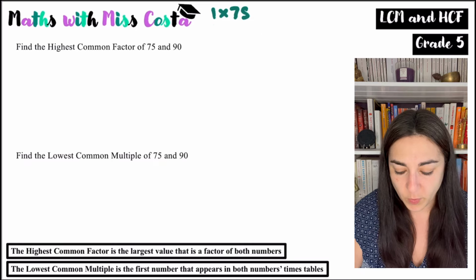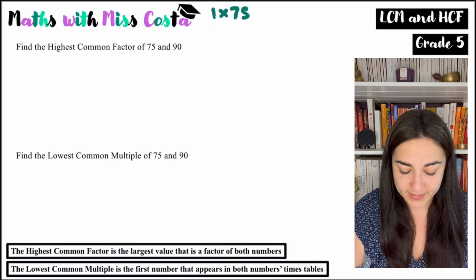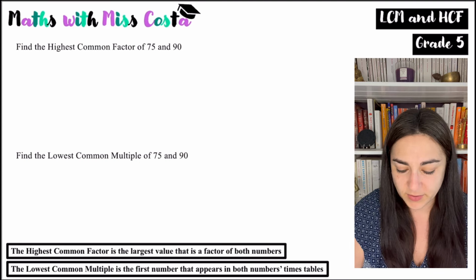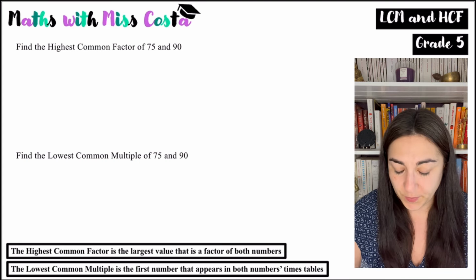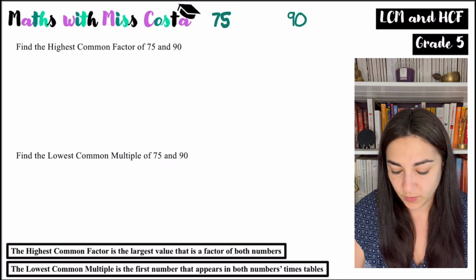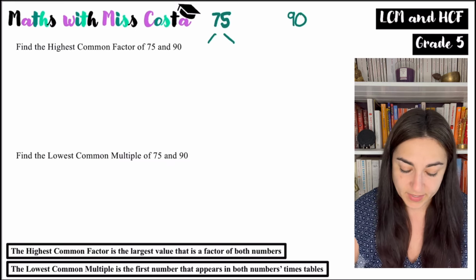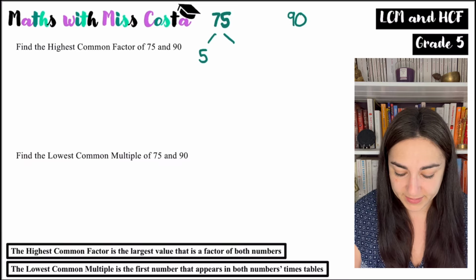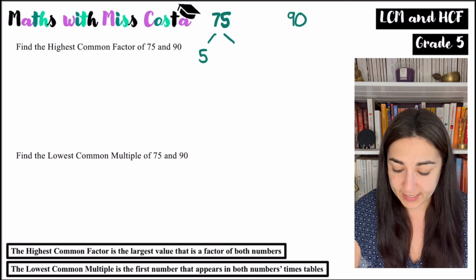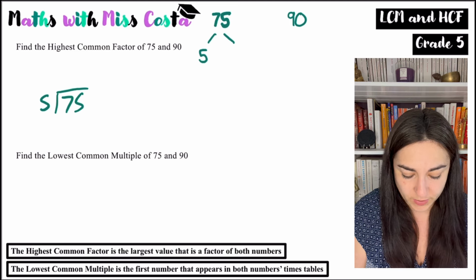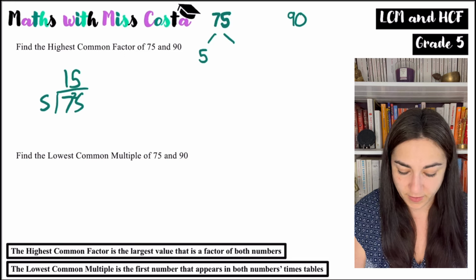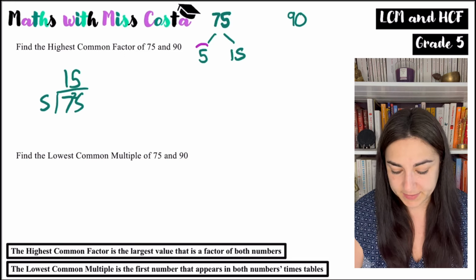Or because I'm being asked to work out the highest common factor and the lowest common multiple of the same two numbers, what I'm going to do is use a factor tree. So what I'm going to do is find out the prime factors of 75 and 90. So let's start with 5, because 5 would be the first prime number that divides into it. So 5 times by, and if you don't know that off the top of your head, just do some working to the side. So 5s into 7 go once, remainder 2, 5s into 25 go 5. So 5 and 15 multiply to make 75.